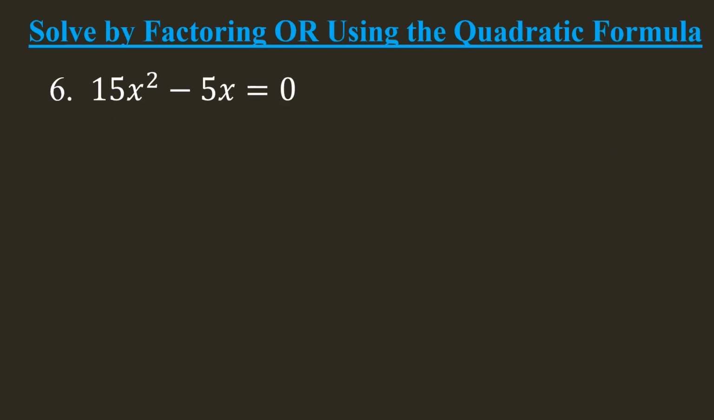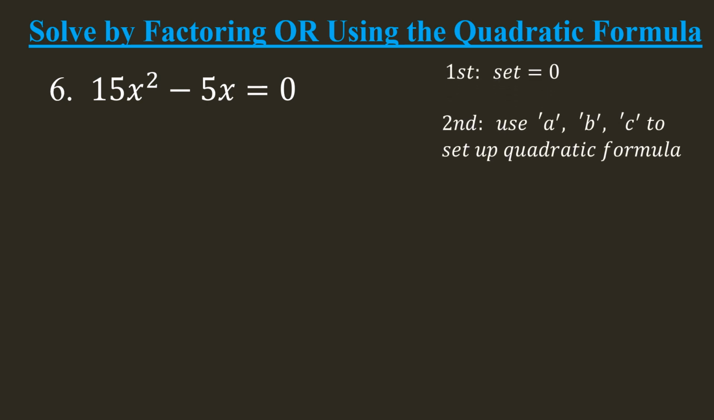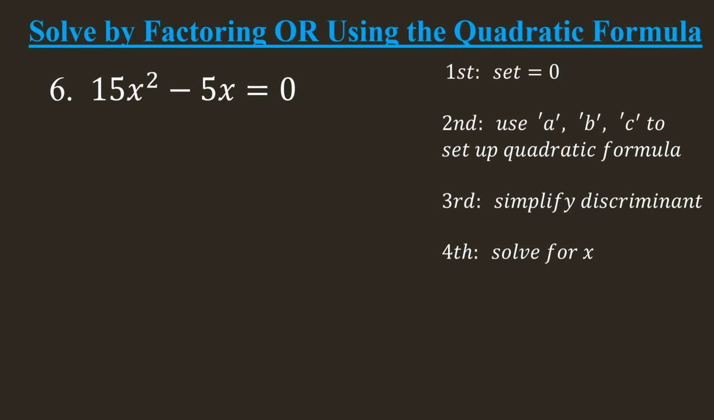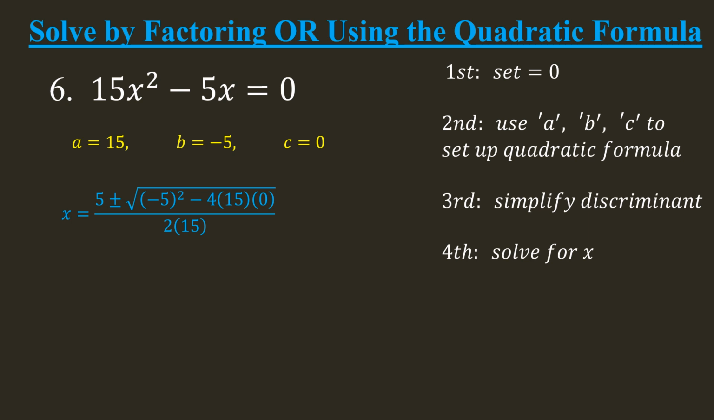Alrighty, our next example is 15x squared minus 5x equal to 0. As we go through that process, this example is already set equal to 0. So we're going to list the values of a, b, and c to use the quadratic formula, set it up so that we can simplify the discriminant, and then finally simplify further to solve for x. So our a value is 15, b is negative 5, c is 0.